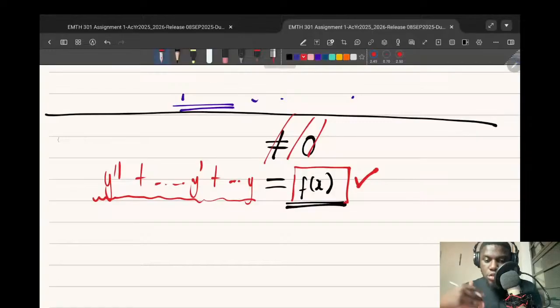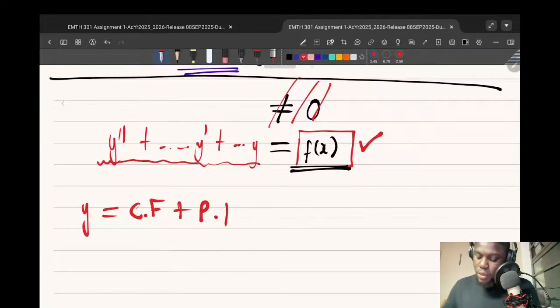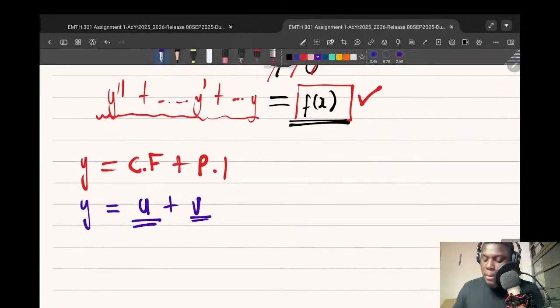You're going to do it in 2 steps, and I'm going to show you. But what I need you to know is that in step number 2, y is going to be the complementary function plus the particular integral. So in other words, what we actually write is y is equal to u plus v. So you need to find u and you need to find v, and you find them separately. How do you find this v?